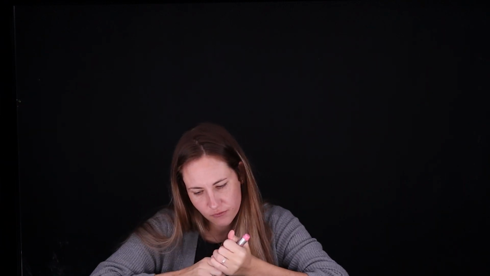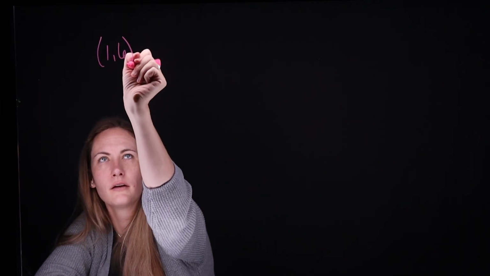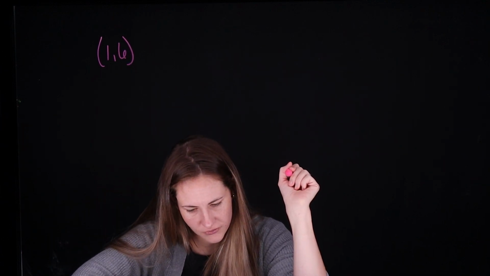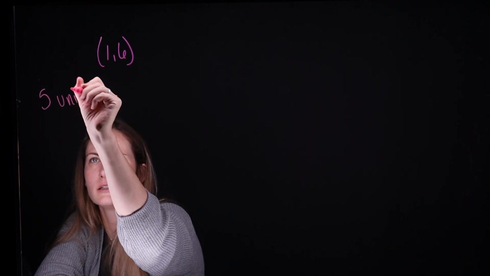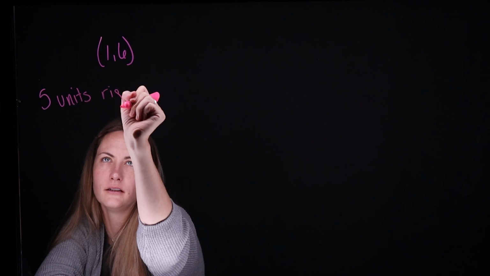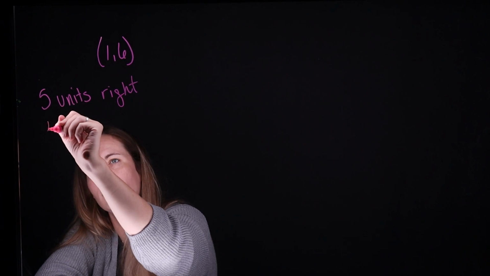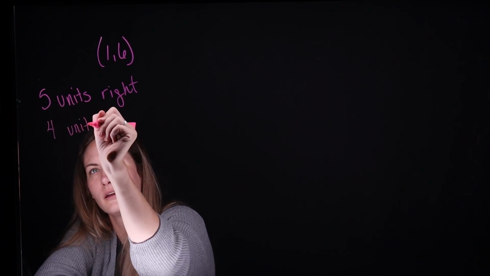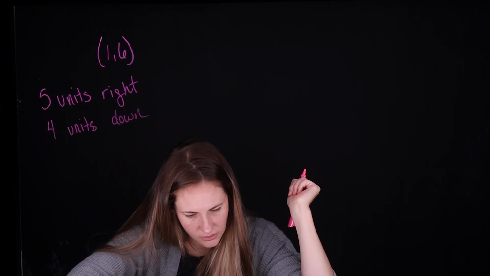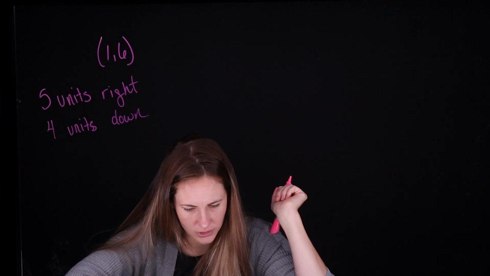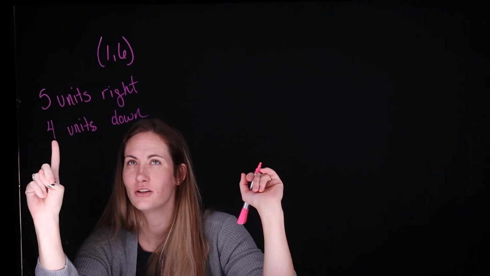Question 14 says, if the point (1, 6) is shifted 5 units to the right, so I'm going to put 5 units right and 4 units down, what are the new coordinates after all that shift?